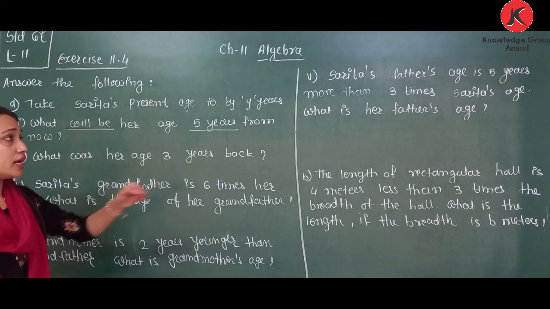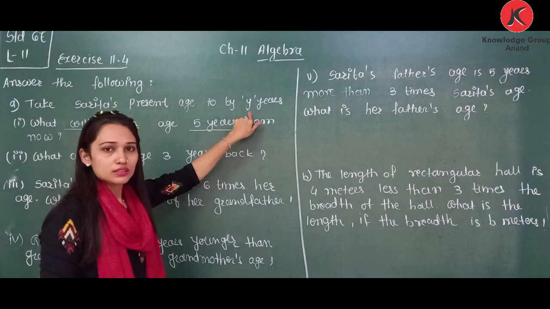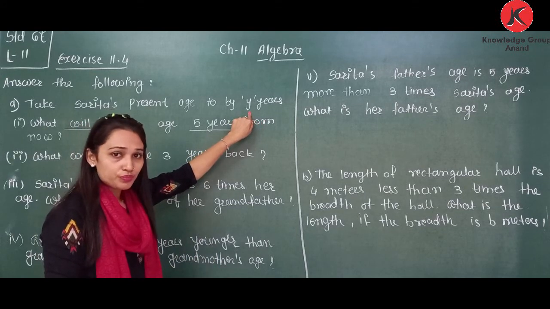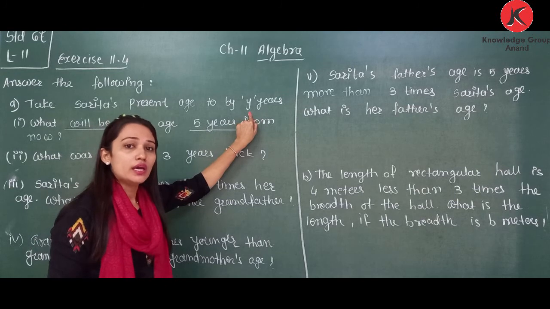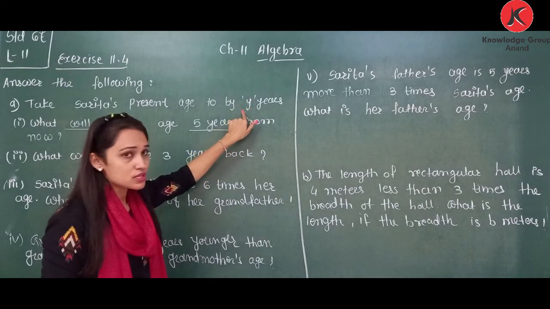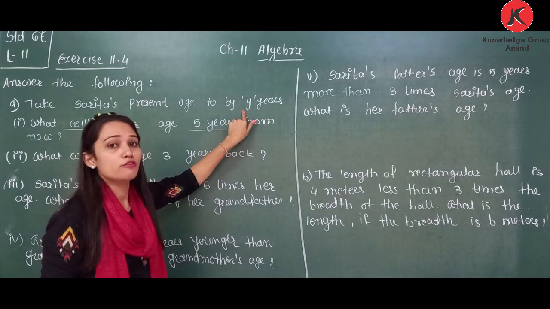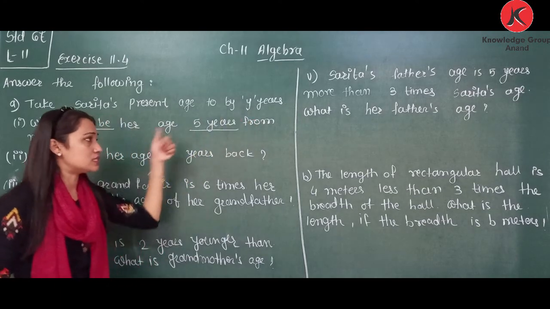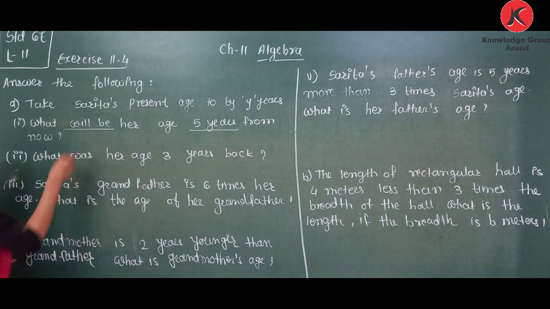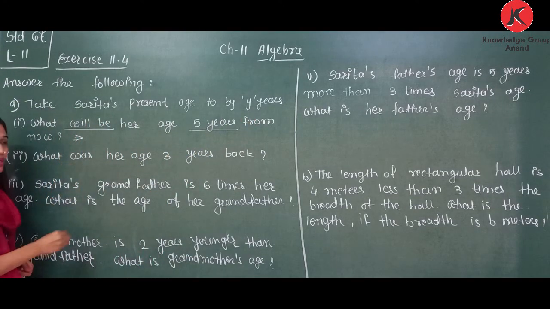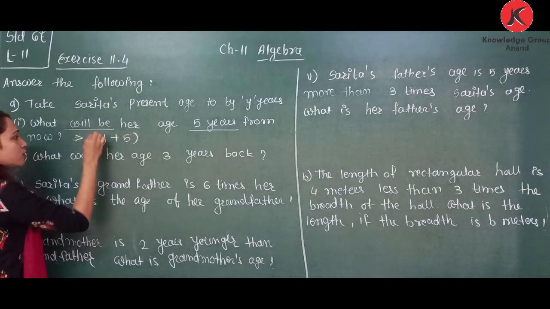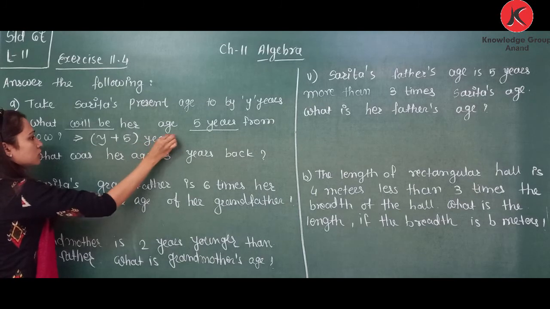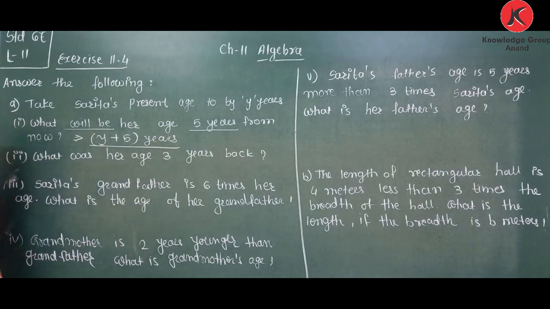If her age is 2 years, then after 5 years it will be 7 years. If her age is 3 years, then after 5 years it will be 8 years. So here the variable y is given. It means we need to add 5 to find the age after 5 years. So in expression we can write y plus 5 years. That will be our answer.